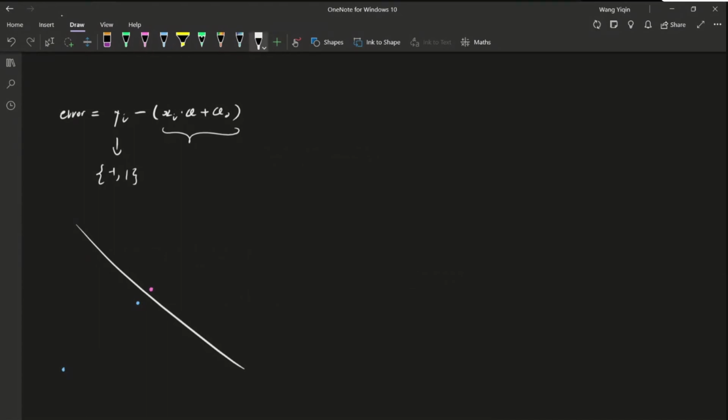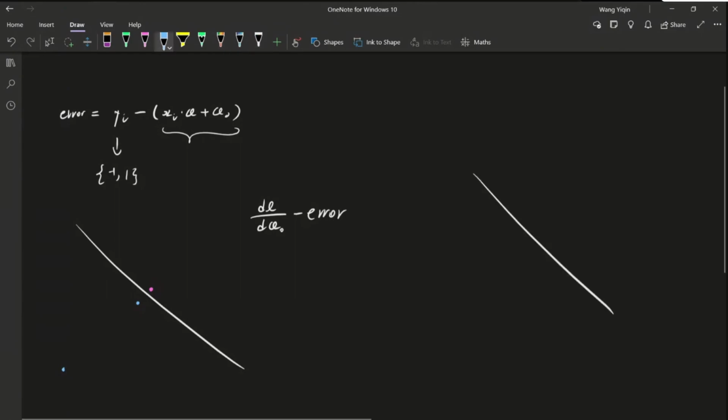Because the way you're updating bias is essentially you're plotting it by the DL d theta naught, and then you deduct it by the error. Okay, so error again is quite a large term. And essentially what's happening, if you are to visualize this, is that if I have a data point here, it's telling the decision boundary that it wants the decision boundary to be closer to itself. So it's going to pull it here.